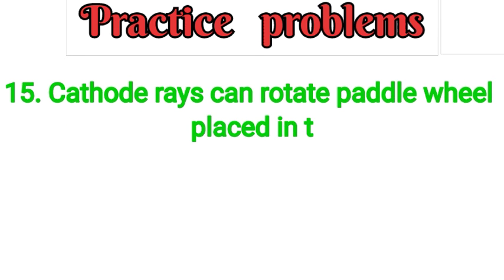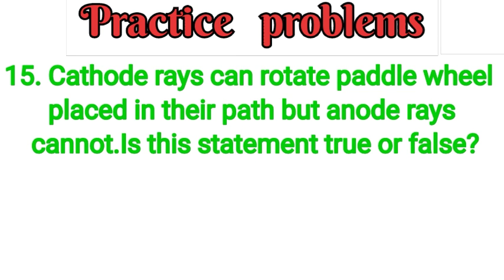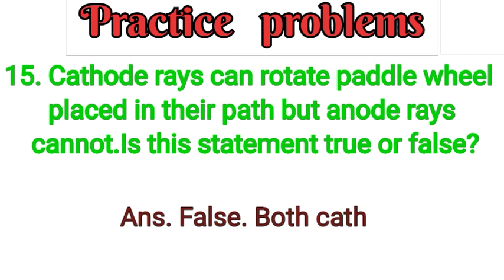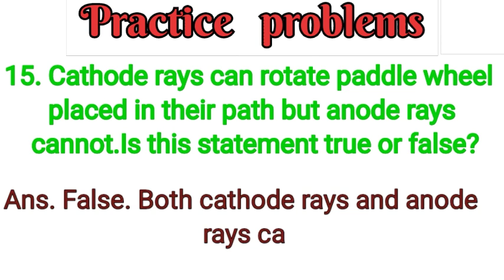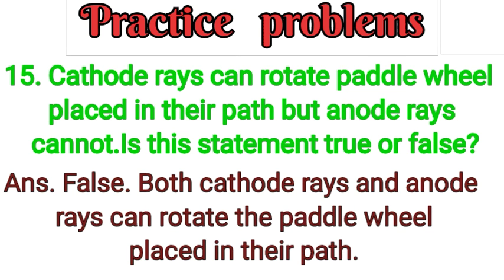Now coming to the last question of this particular video, it is: cathode rays can rotate the paddle wheel placed in their path, but anode rays cannot. So whether the statement is true or false, just answer this. Okay, so we have already seen that cathode rays and anode rays both can rotate the paddle wheel placed in their path. Okay, so this statement is false.